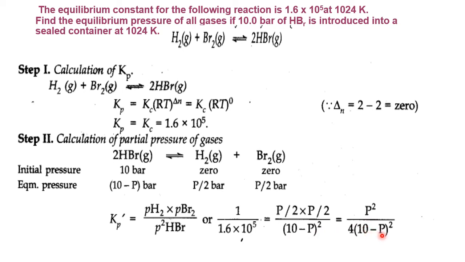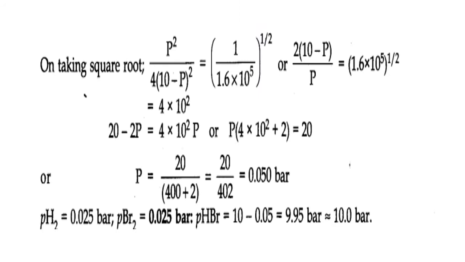What I'll do, I will take it as P by 2 into bracket (10 minus P) whole square, so that it is easy to take out the square root. So when you take the square root, it is 2 into (10 minus P) by P equal to this one. I am taking the inverse. This has to go to the numerator, because square root of 1 is 1, you know. So for this I have made some arrangement. So this is the arrangement.